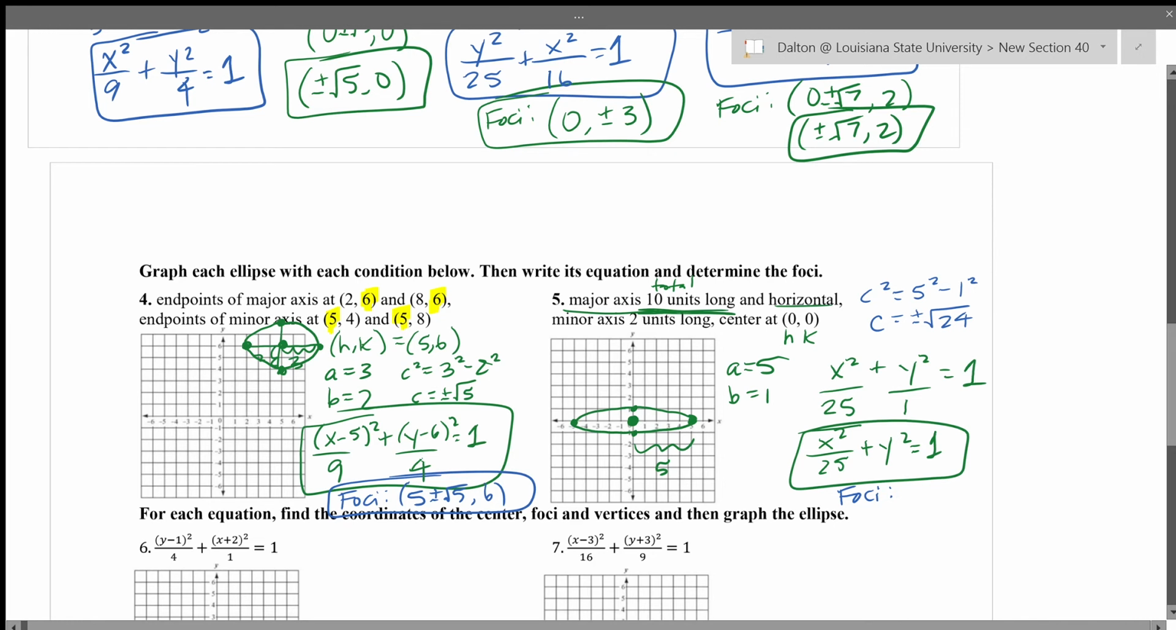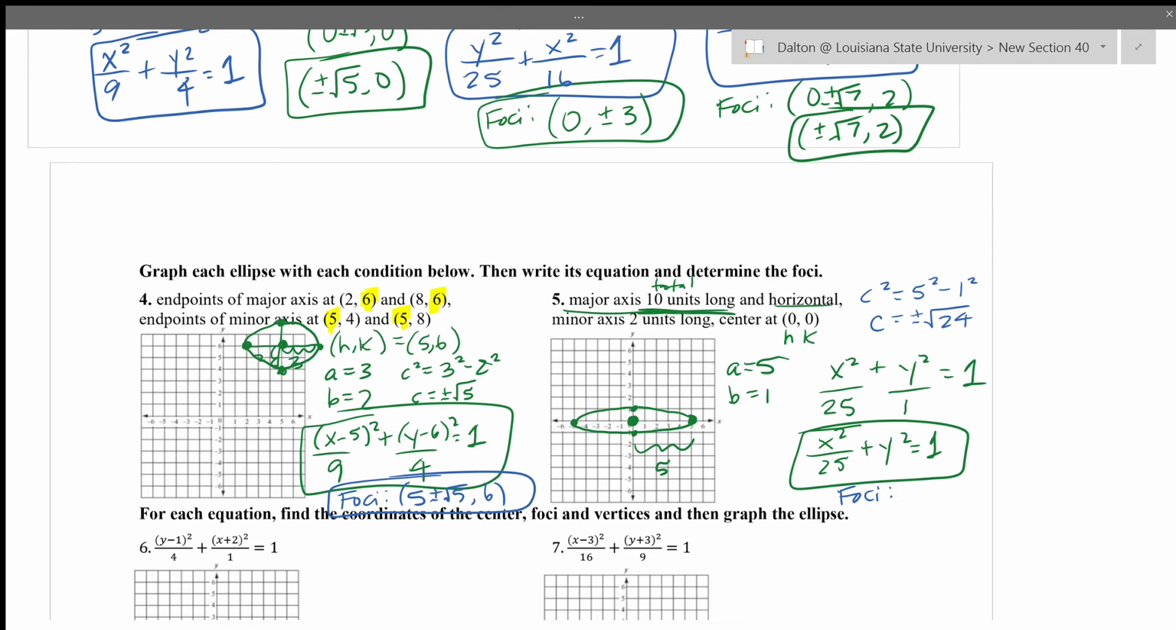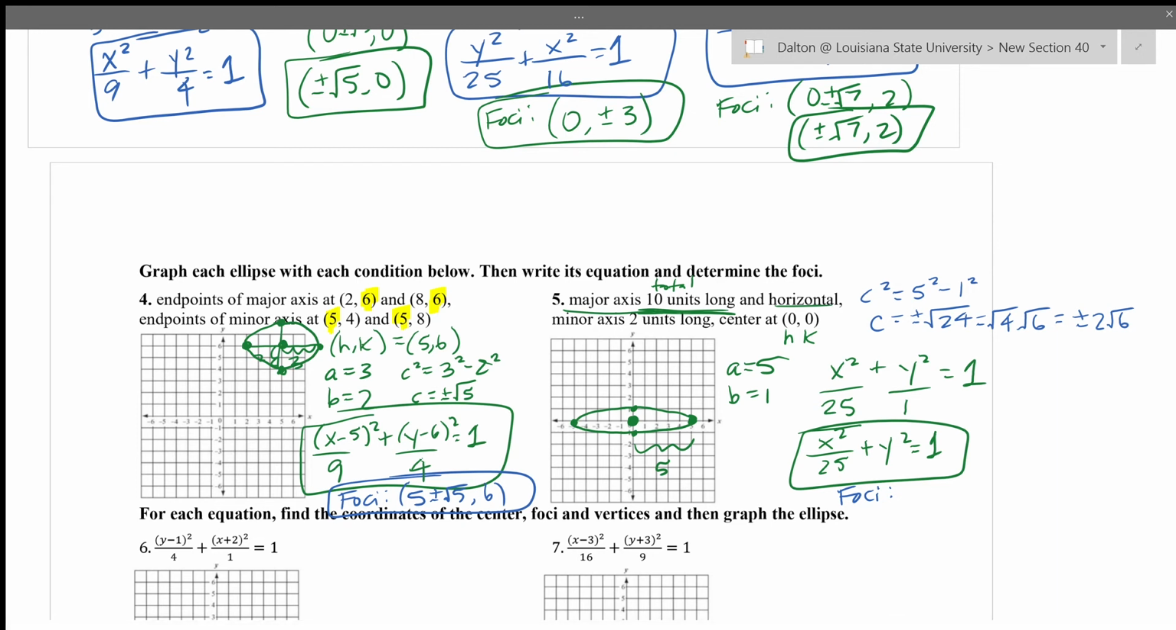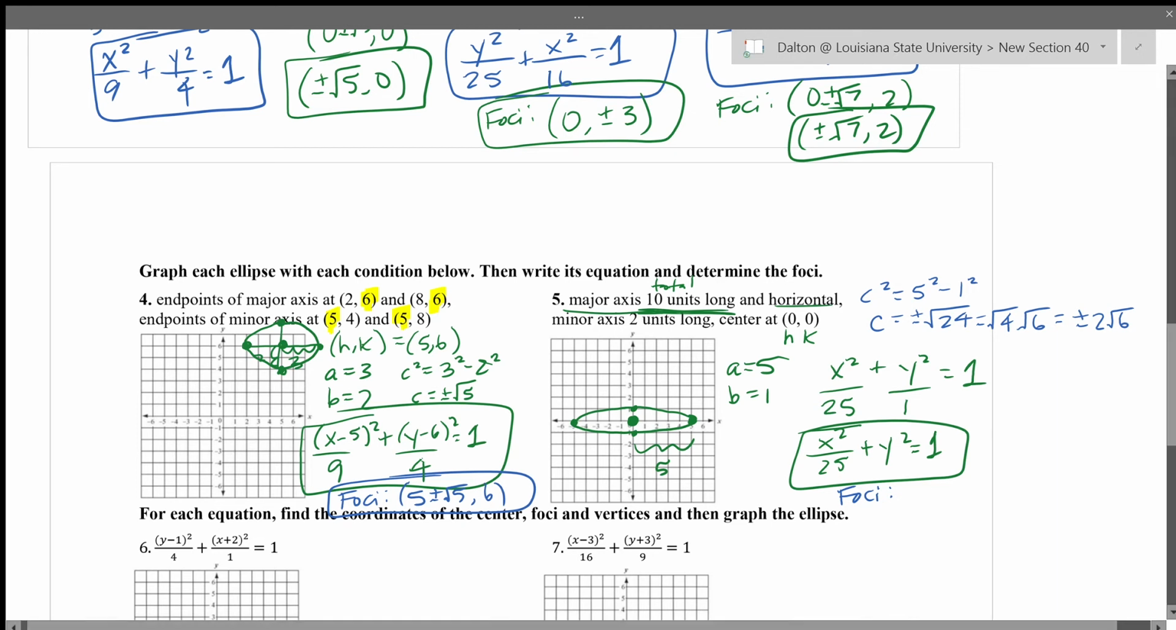What square number is a factor of 24? 4. How many times? Goes into it 6 times. And then the square root of 24, which is 4 square roots of 6 under the root, can be reduced to plus or minus 2 square roots of 6. So that's our c value, plus or minus 2 square roots of 6. So that means the foci in the x direction will be plus or minus 2 square roots of 6, and then we don't go up or down in the y direction.